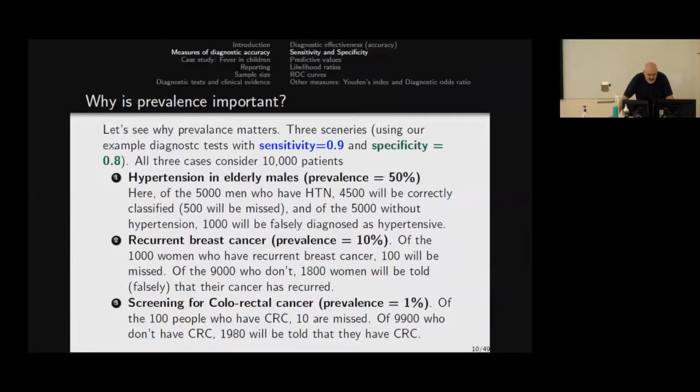Of the 9,900 who don't have colorectal cancer, 1,980 will be told that they have colorectal cancer. We would probably then send them for a much more invasive confirmatory test. So that's the cost in this context. So I guess here, sensitivity and specificity don't change with prevalence, but the cost or burden may actually change across different settings. So we want to actually take that into account.